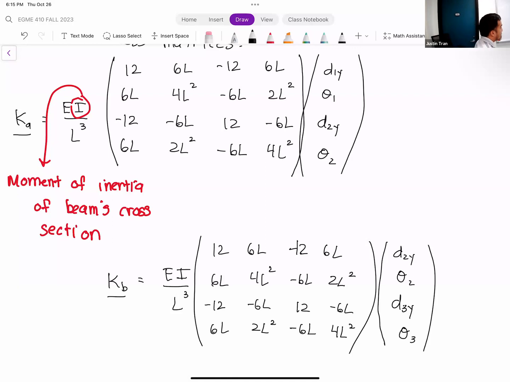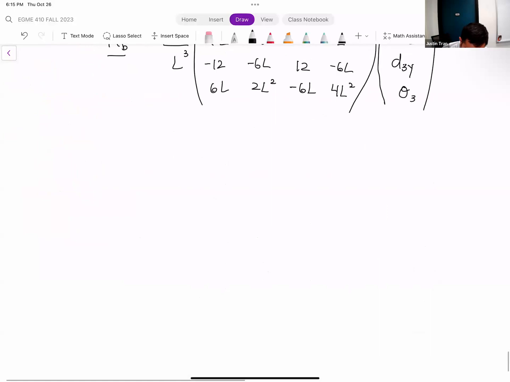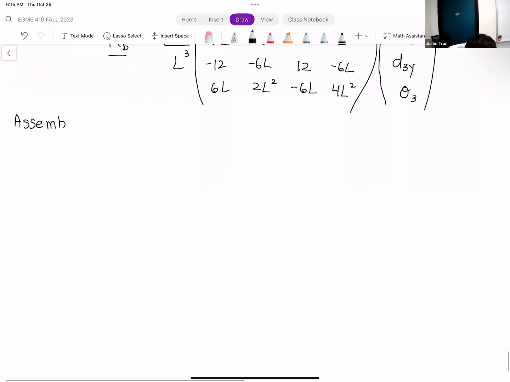And so, it's pretty straightforward here. So now our next step is assembly. Any questions on this so far? Okay. So let's go ahead and assemble these into a single system. And so our global stiffness system is going to be 6 by 6.